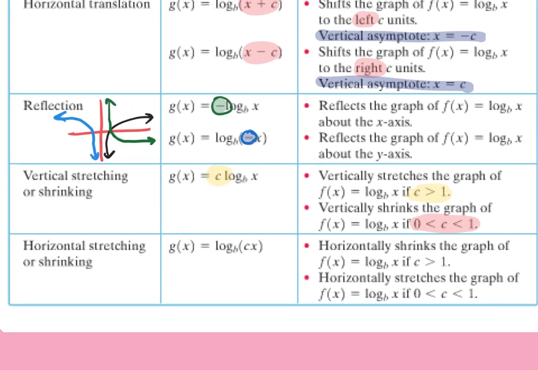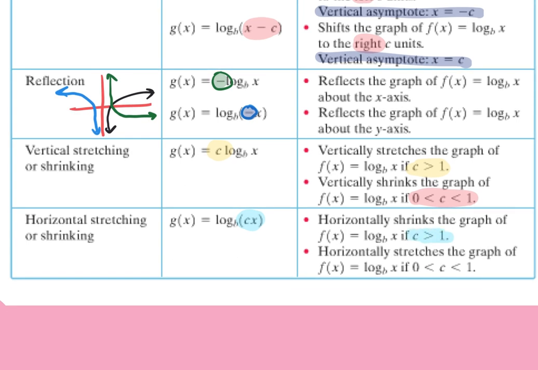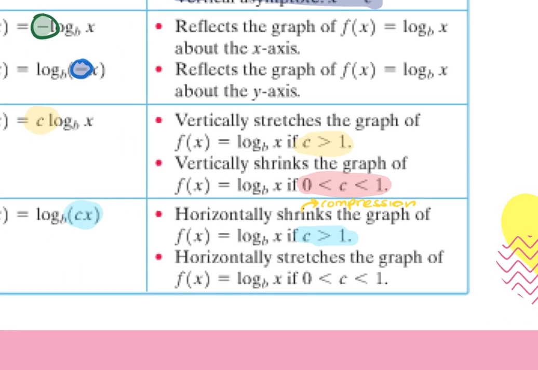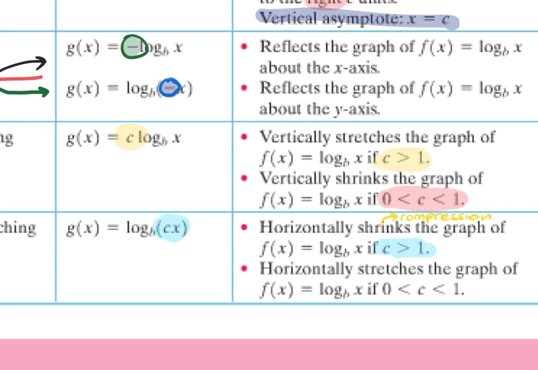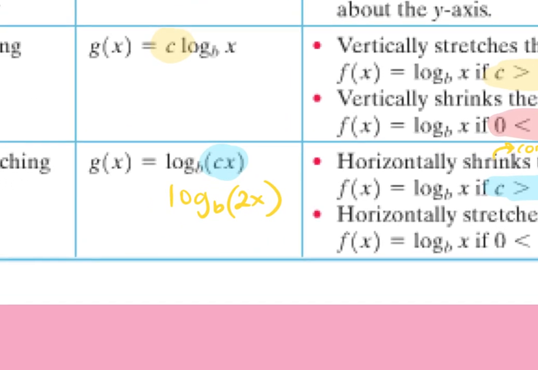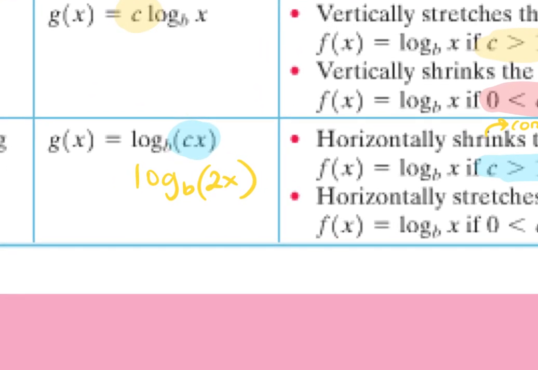And then the last of them is your horizontal dilation. The horizontal dilation happens inside the parentheses with the x. And we know horizontal goes opposite. So if it is bigger than 1, it's actually a horizontal compression or shrink, and the factor would be opposite. The factor would be 1 over c. So if I had something like log base b of 2x, then this is actually a horizontal compression by a factor of 1/2.